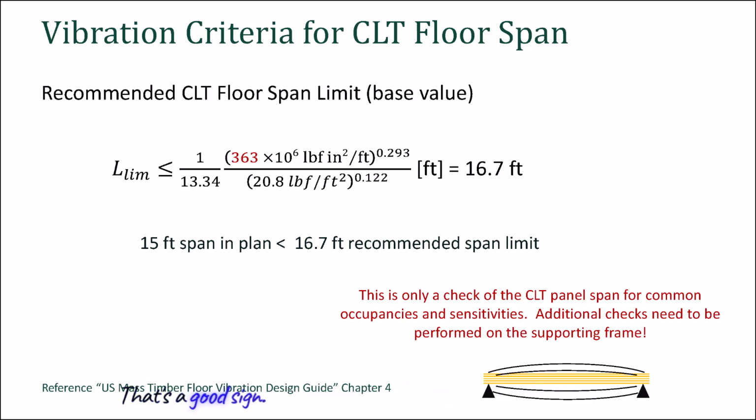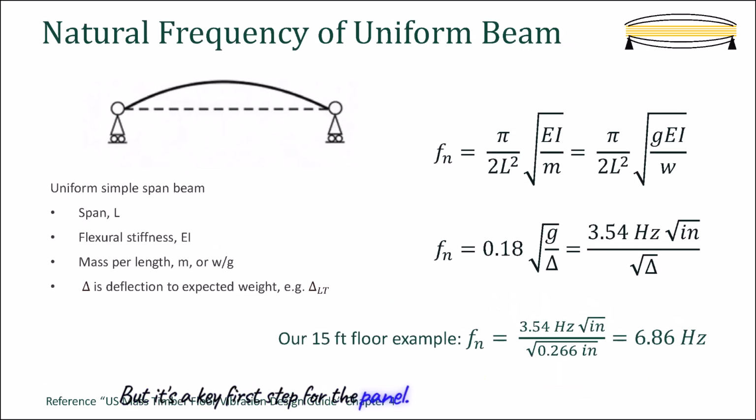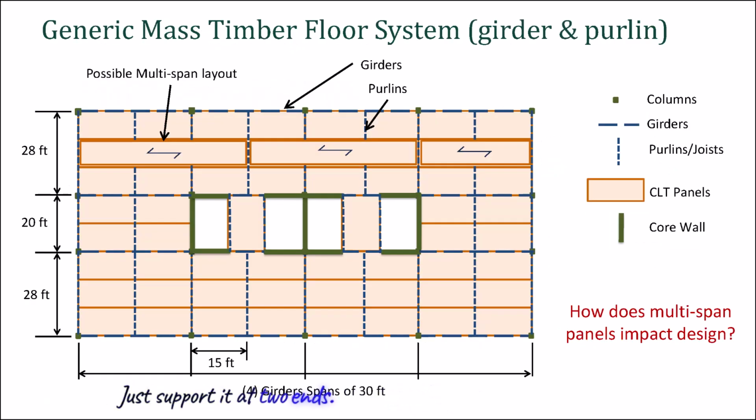That's good news. Now, it's important to remember, this check is primarily for the CLT panel itself. You still need other checks for the entire supporting frame, the beams, the columns, but it's a key first step for the panel. Got it. We can also calculate something called the natural frequency of the floor. For our 15-foot example, this might come out around 6.8 hertz. That frequency is another key indicator designers use to gauge how it will perform vibration-wise. Hertz. Okay, so that whole example is for a simple single span, right? Just supported at two ends.